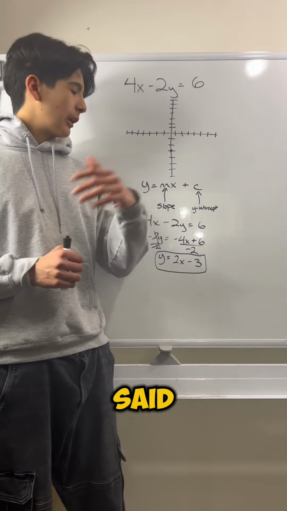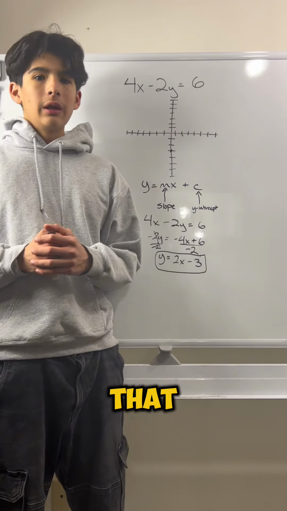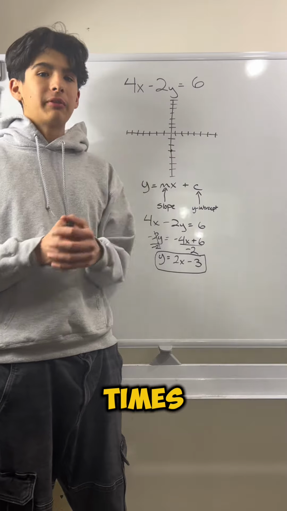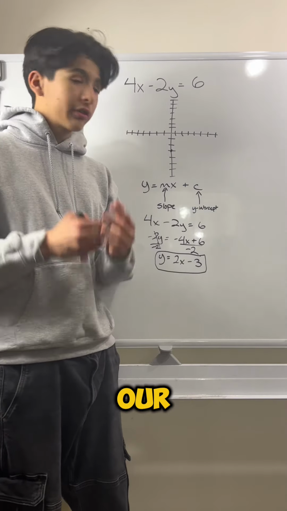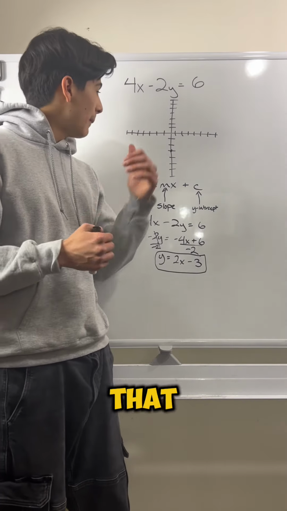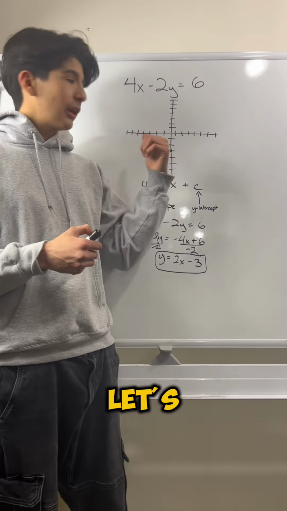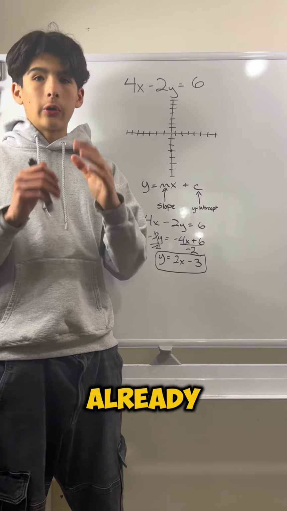Now our third and final step is to plot the slope. Now remember what we said about our slope, our rise over run. That for every one space it moves to the right, it goes slope amount of times up. So let's look at this. Our slope is 2. So that means for every one space that we move right, it will go 2 spaces up. So let's graph it based on this point that we already made.